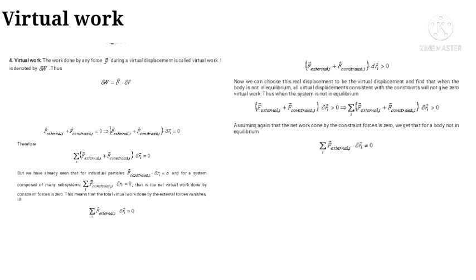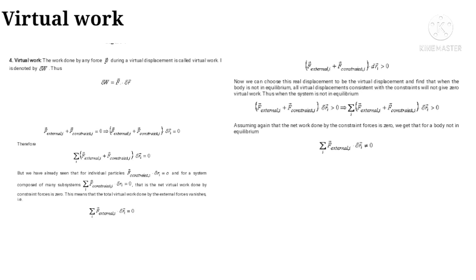But we have seen that for an individual particle, F constraint dot delta r i is 0. For the system, the summation of F constraint dot delta r i equals 0. The net virtual work done by the constraint forces is 0. The remaining total virtual work done by the external forces on the particles is the summation over i of F external dot delta r i equals 0. This is the necessary part of the proof.